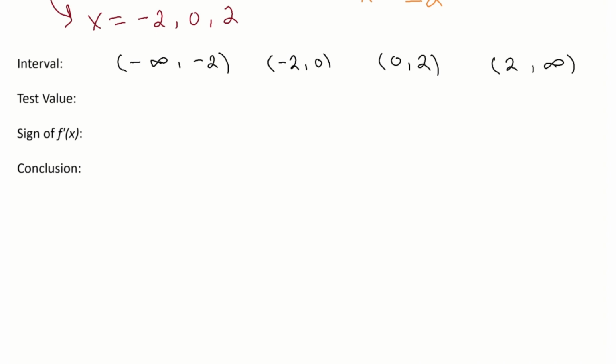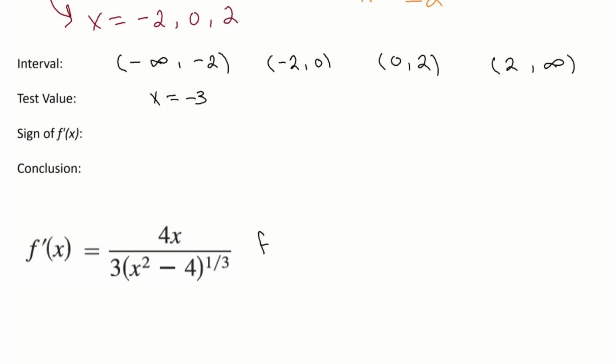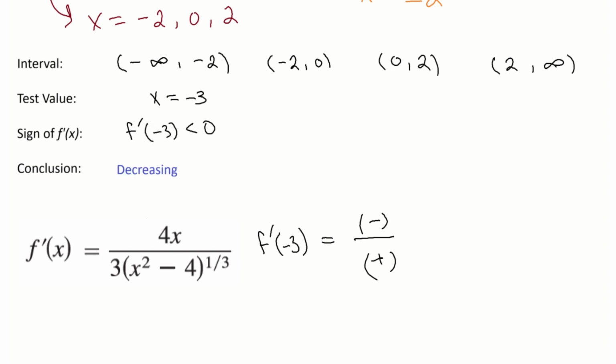Let's test the value to the left of negative 2. Let's pick negative 3. Find f prime of negative 3. Is it positive or negative? Plugging in negative 3 into our derivative, the numerator is negative and the denominator is positive. So f prime is negative, is less than 0. That means the function is decreasing on that interval.